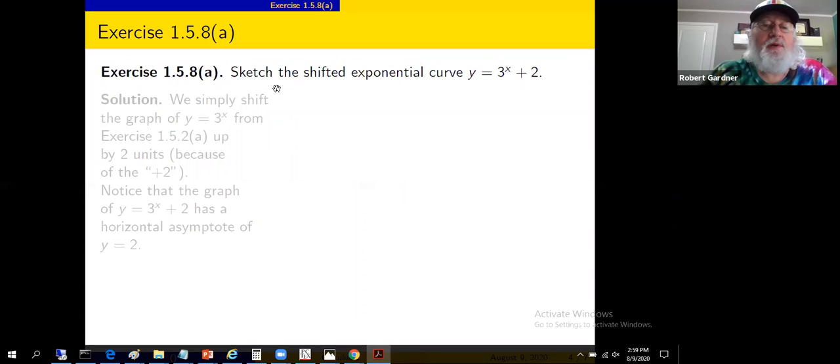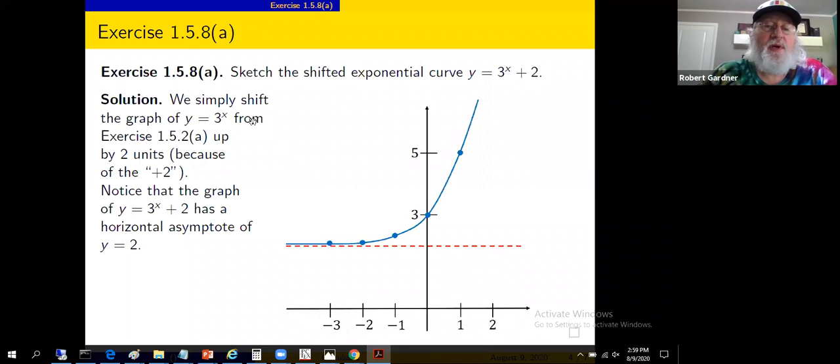Question number 8a from this section: sketch the shifted exponential curve y equals 3 to the x plus 2. Chapter 1, section 2, I think it is, deals with these ideas of shifting curves around. We're looking at y equals 3 to the x plus 2. Well, we'll simply shift the graph of y equals 3 to the x up by 2 units because of the plus 2 thing. So that'll take what we had on the previous slide, shift it up 2 units.